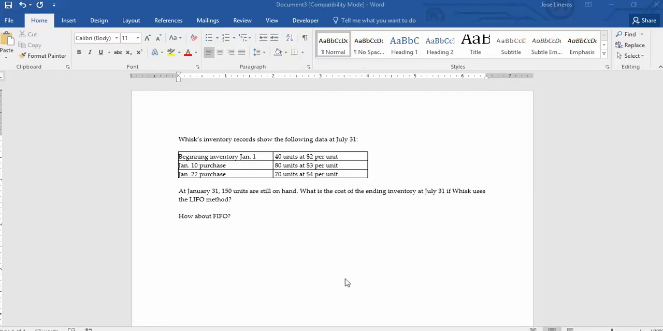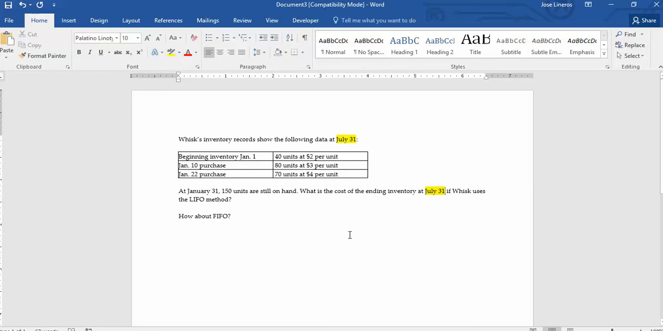Okay, let's talk about different inventory methods. Here you have a typical problem where it says, using the inventory records, show the following at July 31st. Doesn't matter the year here. You notice this is important because we're talking about July 31st. And then it's asking what is the cost of inventory that's sitting on the books on July 31st.